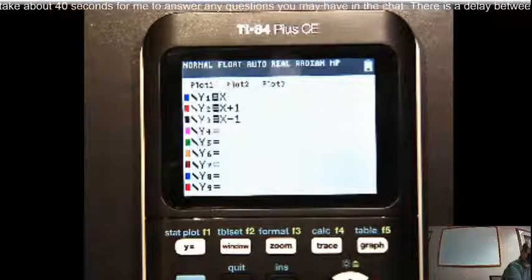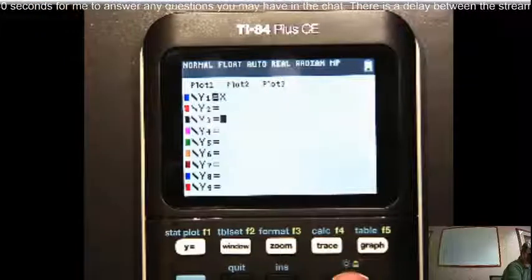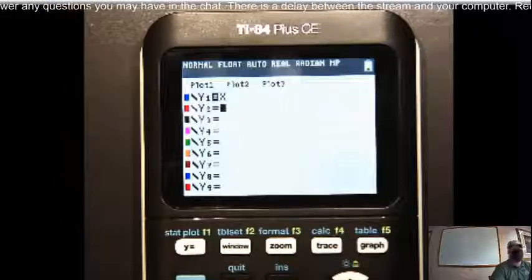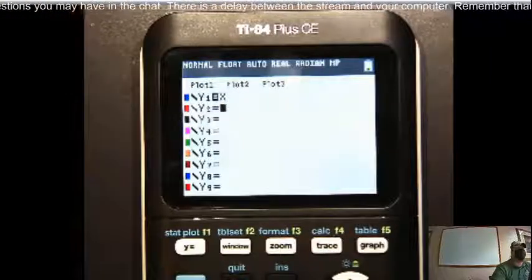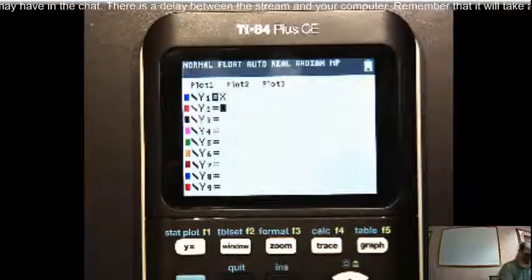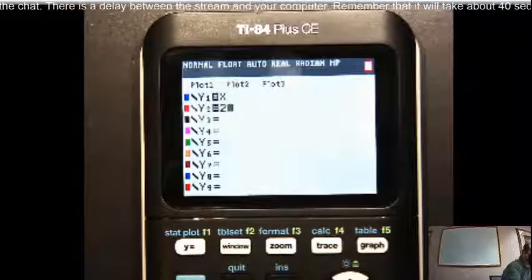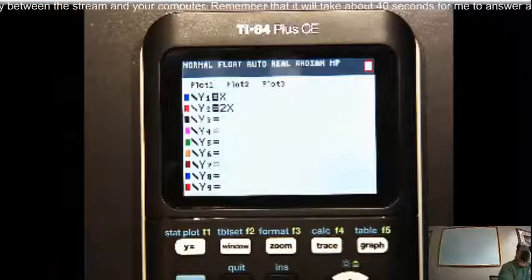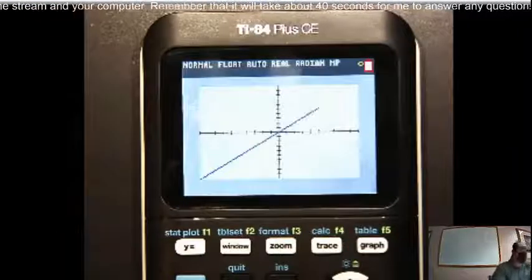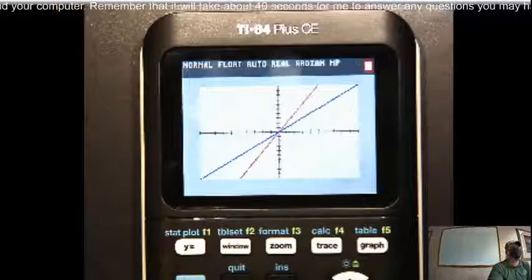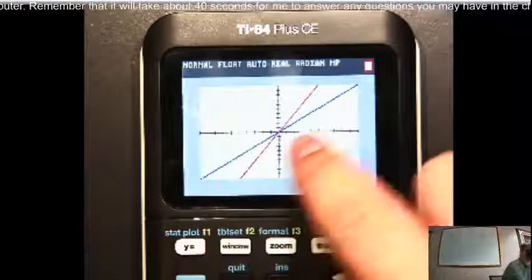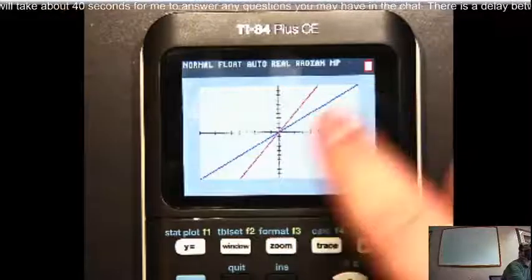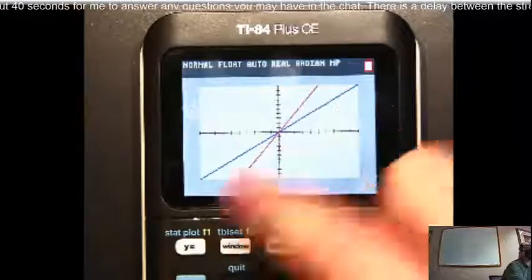Okay, so let's back up a little bit. Let's try something else. Of course, we can add and subtract. What about multiply? So maybe we have 2x. Let's see what this does. Okay, so again, blue is our original. This is just y equals x. And then the red is our new one.